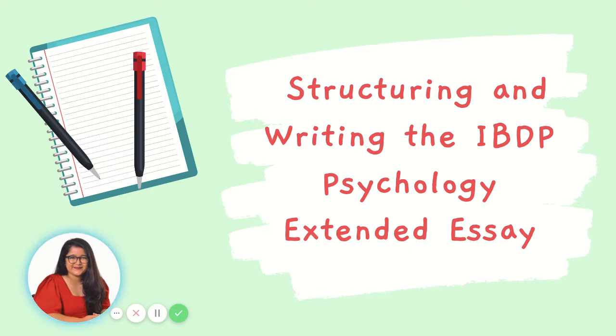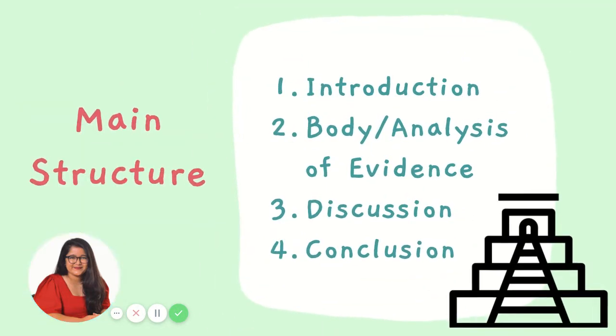The main sections of the extended essay or any other essay involve an introduction, a body or analysis of evidence, discussion, and a conclusion. You are likely to have more subheadings beyond these, which will be based on labeling your primary argument and also all the counter arguments that you are planning.